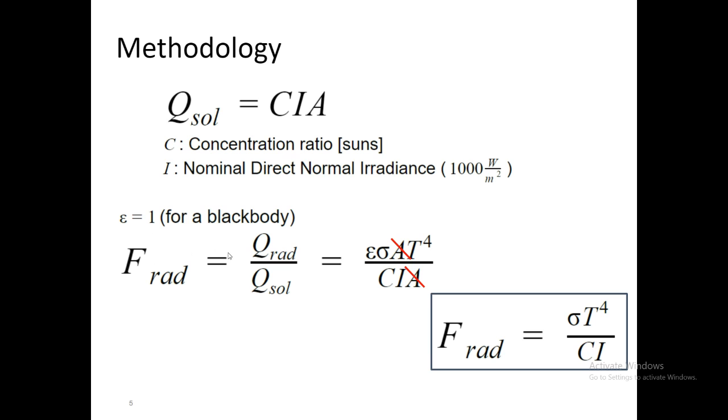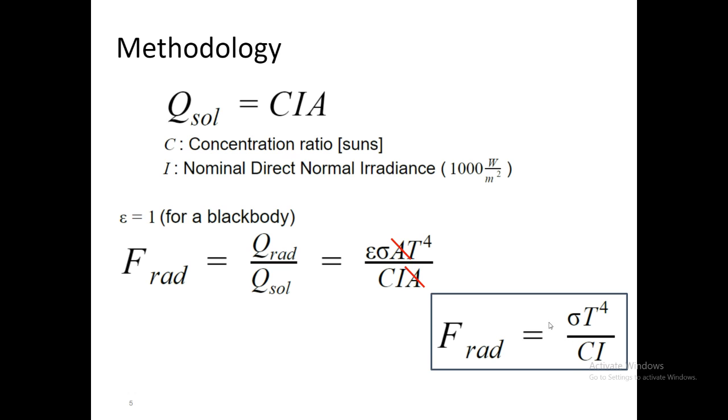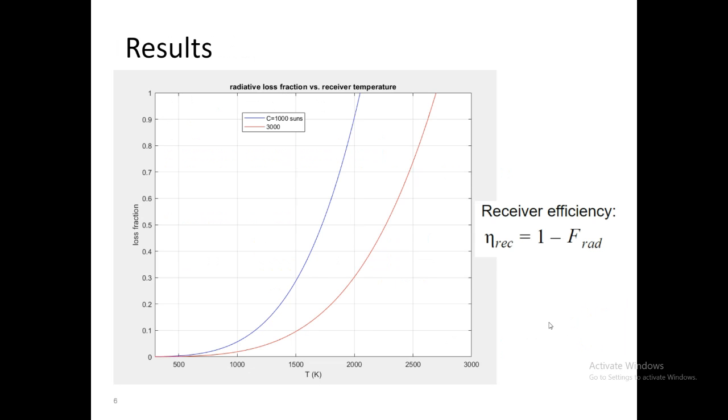Putting things together back in our original equation and plugging the definitions of QRAD and QSOL and plugging epsilon equals 1, we see that the areas cancel out. And finally, we get this final equation to calculate FRAD, sigma T to the 4 over CI. This is the final equation that we'll be using to quantify FRAD at given temperatures.